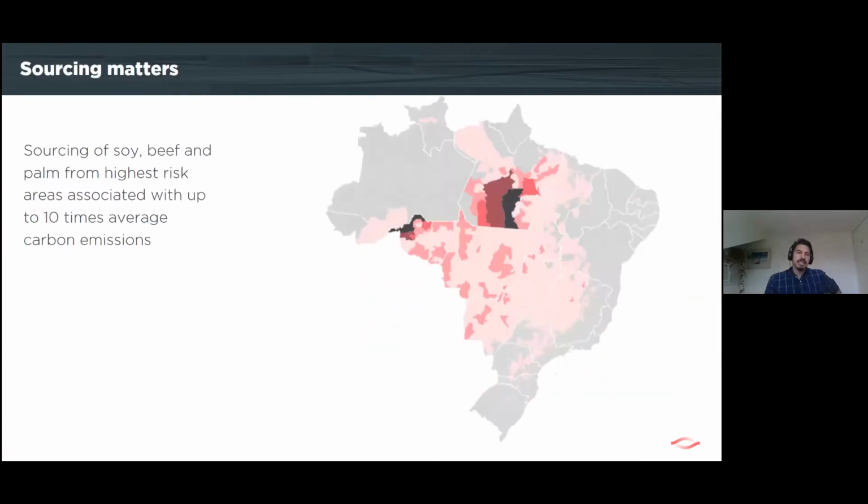One of the main messages is that sourcing patterns really matter. It really depends on where the companies are actually sourcing from. We see here, for example, that sourcing of soy, beef, and palm oil from high risk areas can associate it with up to 10 times average carbon emissions, which means basically they source from the deforestation frontiers, and because of the deforestation, there are more carbon emissions. So they are more exposed to risks. That really matters.